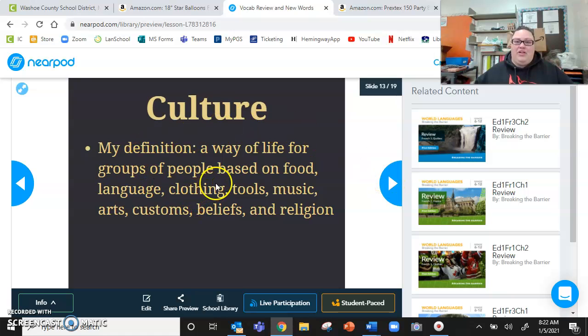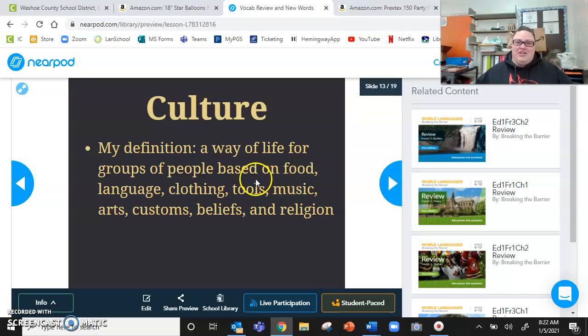Our third word, culture. Your turn, culture. Good. Culture is a way of life for groups of people based on food, language, clothing, tools, music, arts, customs, beliefs, and religion. This is not an exhaustive list. There are more things that make up culture, but there's only so much space on a slide. So culture should be an easy one for us to get because when we think of American culture, we think of baseball and apple pie, right? We think of McDonald's and Walmart. That's big parts of American culture, right?